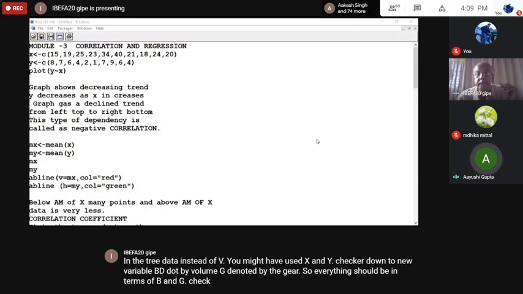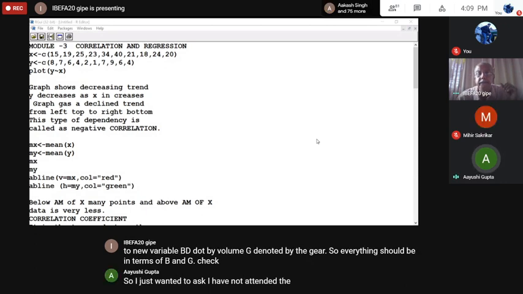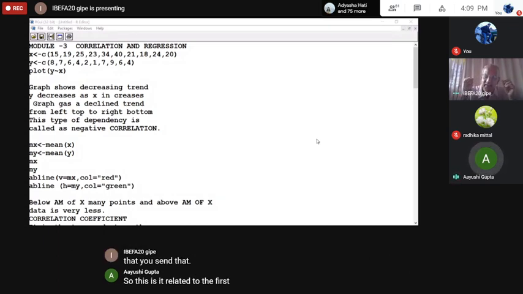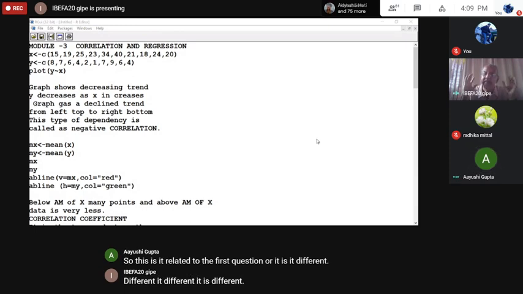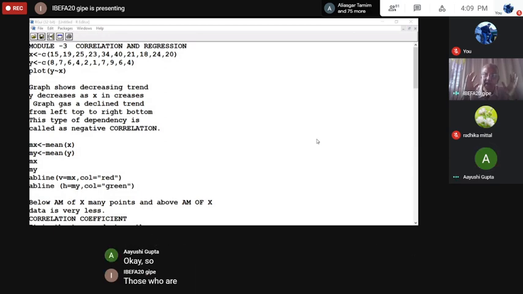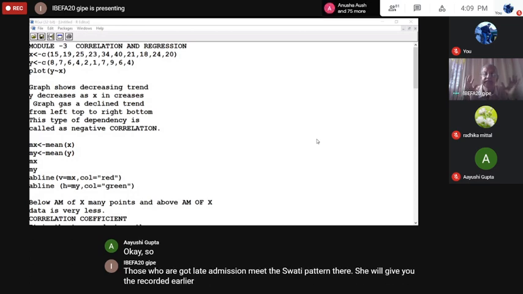I just wanted to ask, I have not attended the previous two lectures. So this tree, is it related to the first question or is it different? It is different. So better you communicate with the office people, Swati madam, she will guide you. Those who got late admission, meet Swati madam. She will give you the recorded earlier sessions. Okay, sir. Thank you, sir.